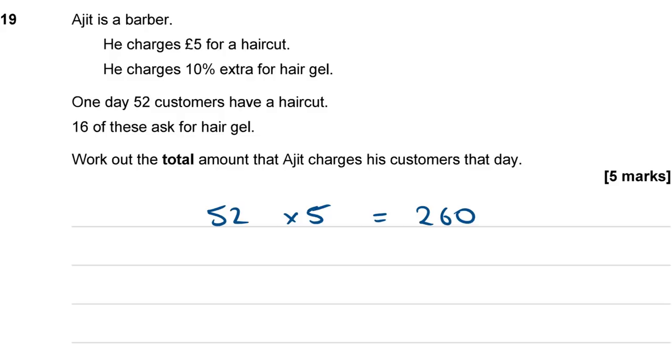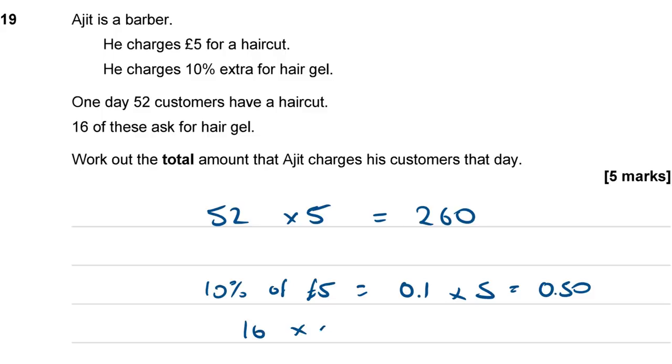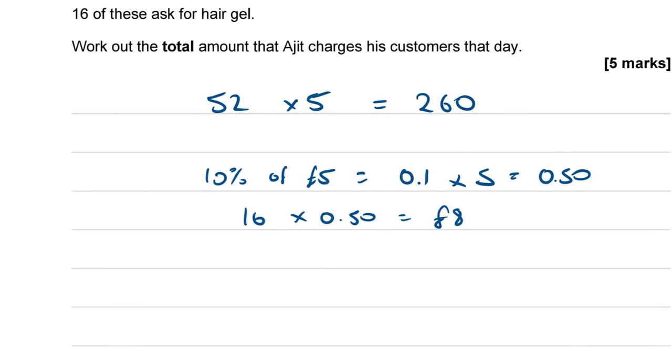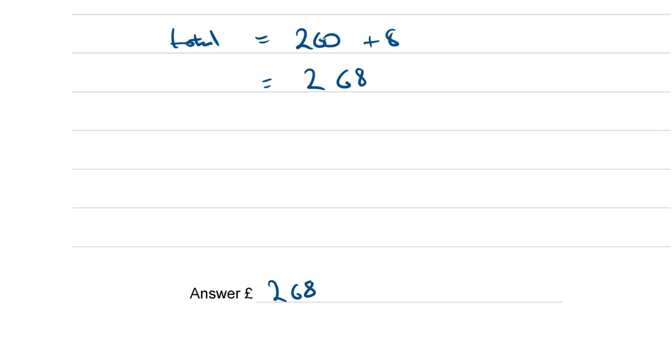Now he's going to be charging 10% extra for hair gel. So what is 10% of £5? So 10% of £5, now that is 0.1 times 5, isn't it? A tenth of 5, which is 50p. And he's got 16 people asking for hair gel. So 16 times 50p is going to be £8, isn't it? Okay, so £260 for the haircuts, £8 for the gel gives you a total of 260 plus 8, which is £268. Answer, £268.